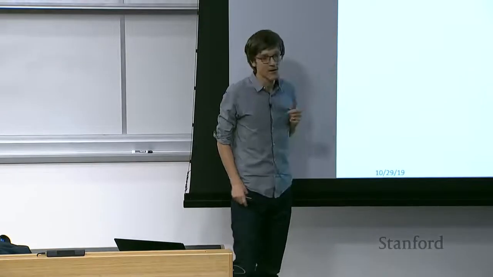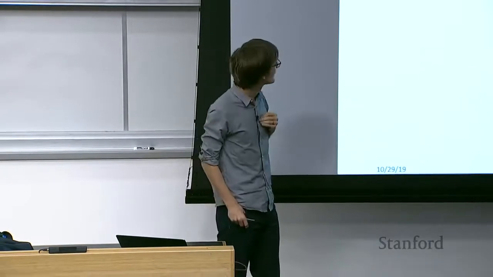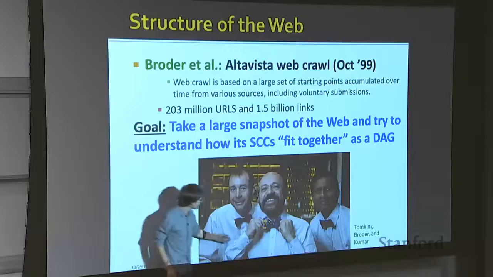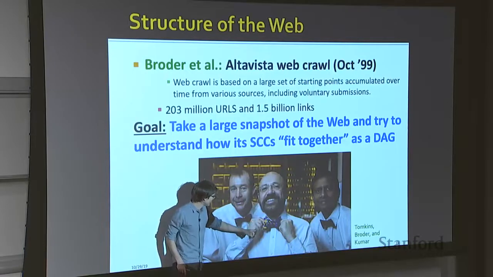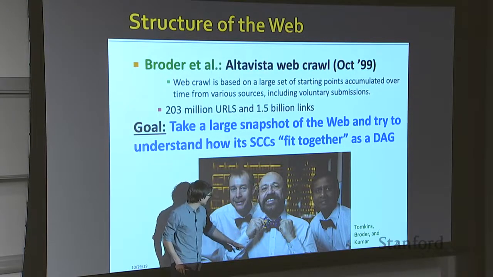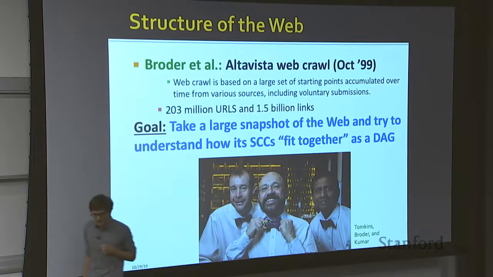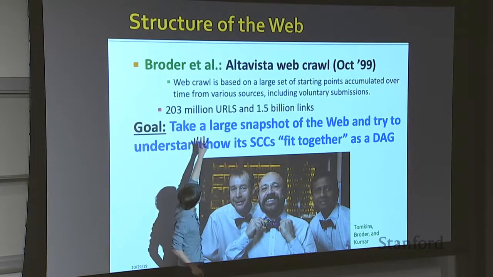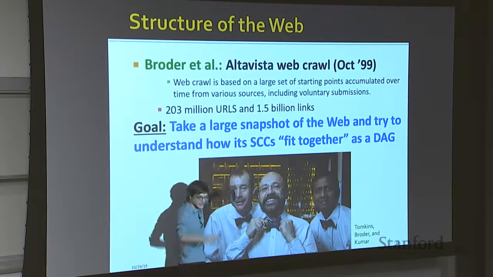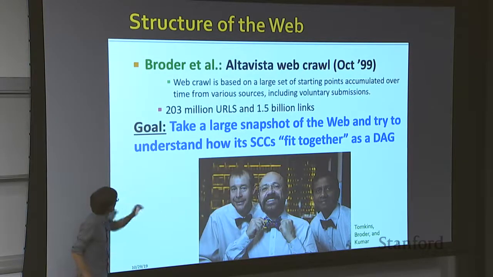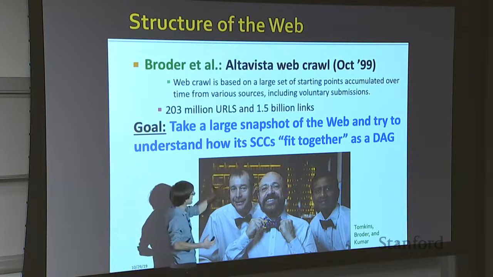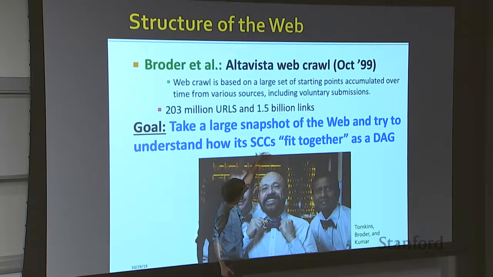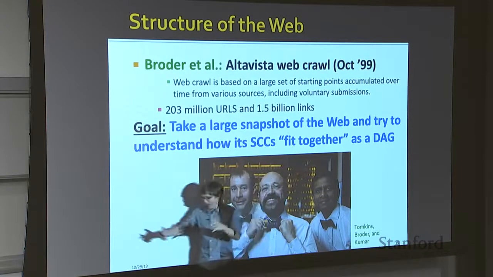Like some of you were not even born yet, and people were working with 100 million node graphs. These are the authors. They just won a big Test of Time award 2 years ago, and they have nice bow ties. But what they were doing was basically saying, let me take this huge graph, the snapshot of the web, and let me try to understand its structure in terms of how these strongly connected components fit together into a directed acyclic graph.